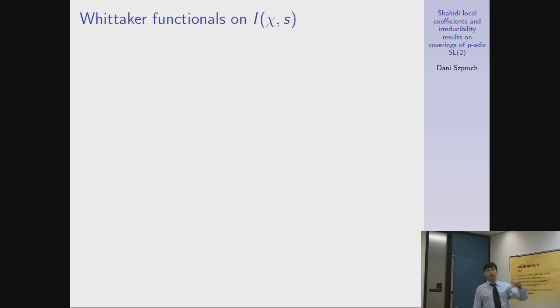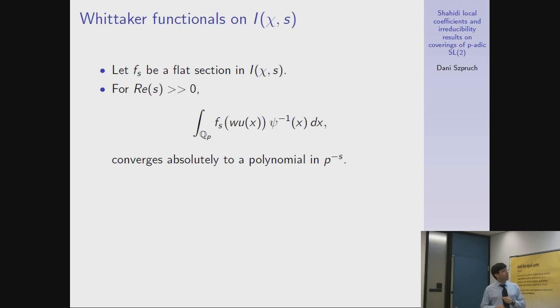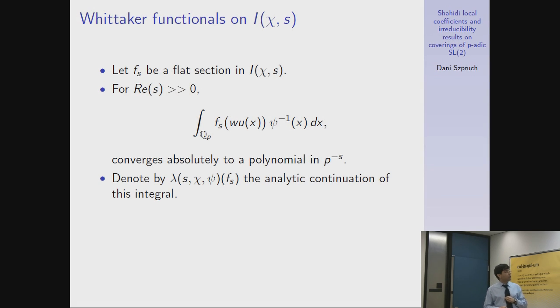Let me give you an example. How would you create a Whittaker functional on I(chi, s)? The reasonable thing to do is to integrate against psi inverse, right? Formally this will give us exactly what we need. But again, integrals do not always converge, so we again refer to the flat section. This integral converges absolutely to a polynomial in p to the minus s in some right half plane. It clearly has the right property, right? If we now change variables, then you see exactly that it does the job. So the analytic continuation of this is a Whittaker functional on I(chi, s).